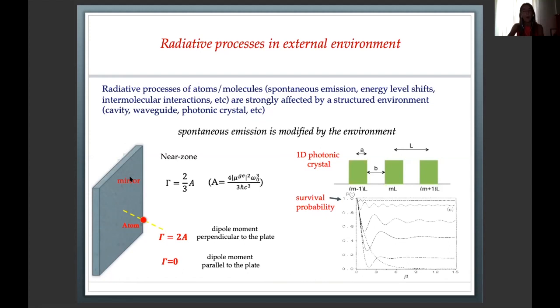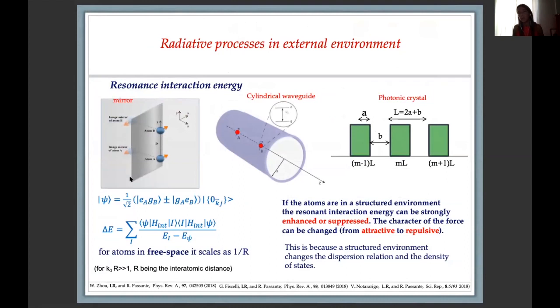Other processes can be modified by the presence of an external environment, for example the resonance interaction energy between two atoms. This is an interaction between two atoms prepared in a correlated state as given by this expression.